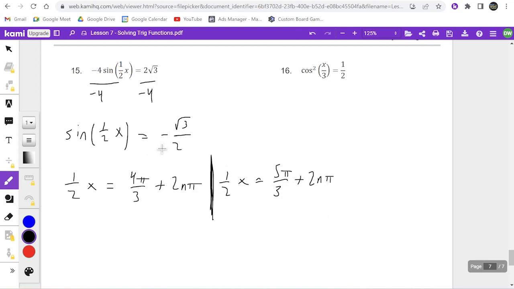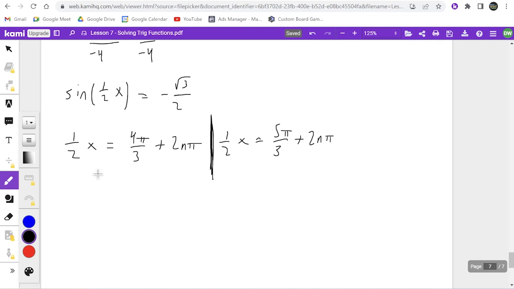And now I need to multiply both these solutions by 2 to solve for x. So x is going to be 8 pi over 3 plus 4n pi. And then the other one is x equals 10 pi over 3 plus 4n pi. Any questions so far?